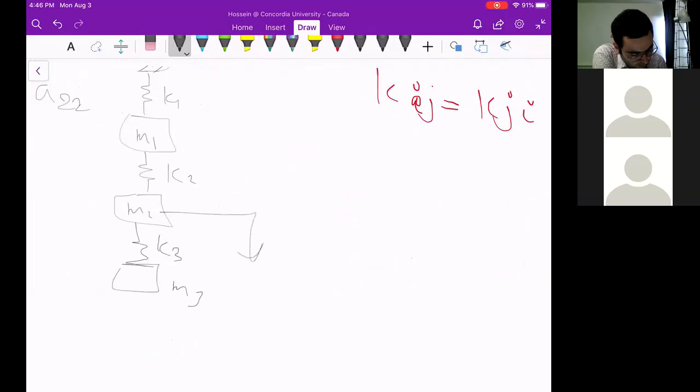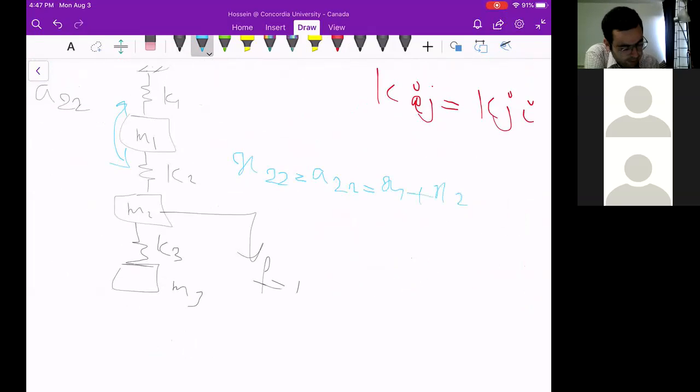So there is a unit force. So these two springs are in series, right? So A22 would be X1 plus X2, right? Displacement at mass 1 plus displacement at mass 2. So X1 is 1 over K1 and X2 is 1 over K2.